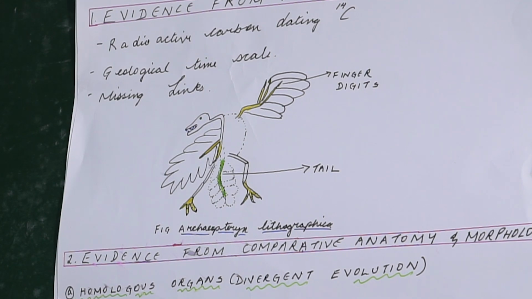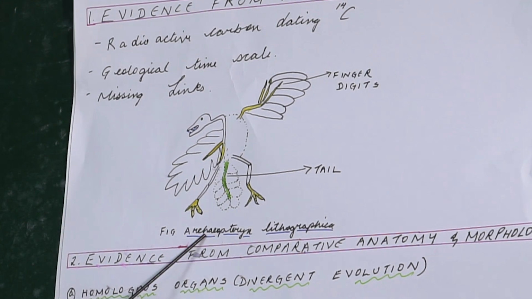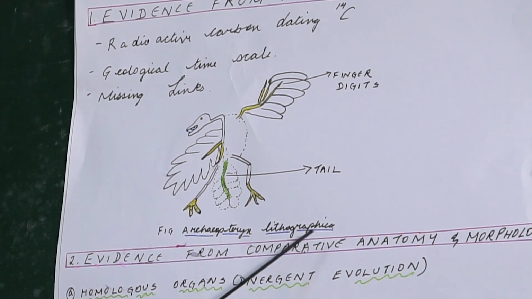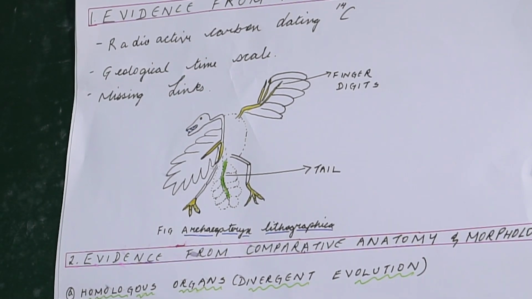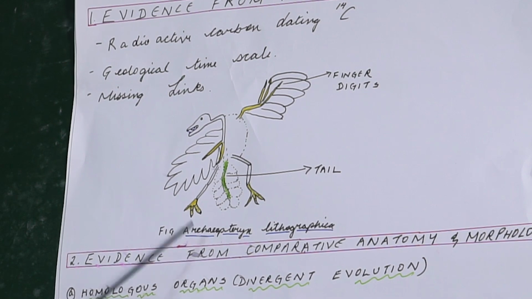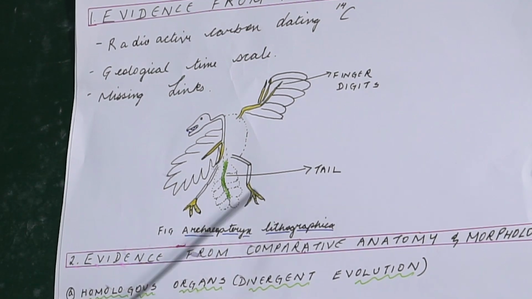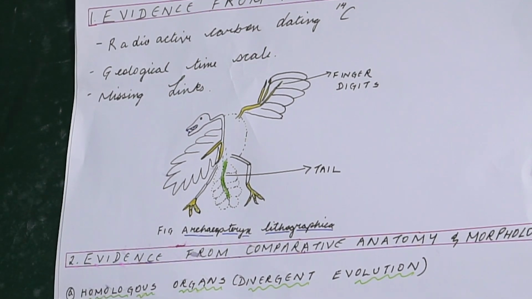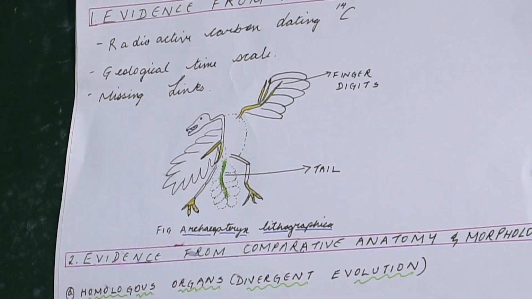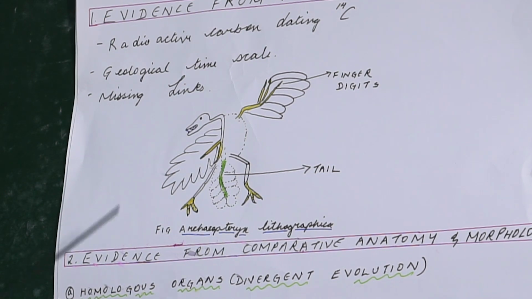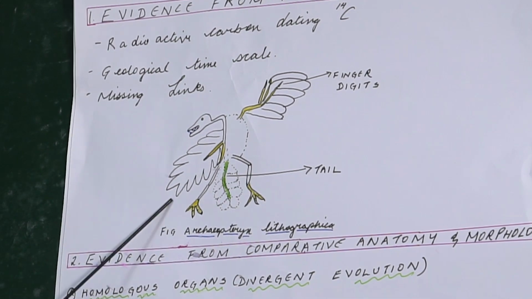reptilians and the birds. The most common example is called the Archaeopteryx lithographica, which was found in Germany. This is a fossil which shows a link between the reptiles and the birds, that is the avians, okay, which showed that the reptiles and the birds were together a long time back and then they slowly got separated. This is the most important evidence.